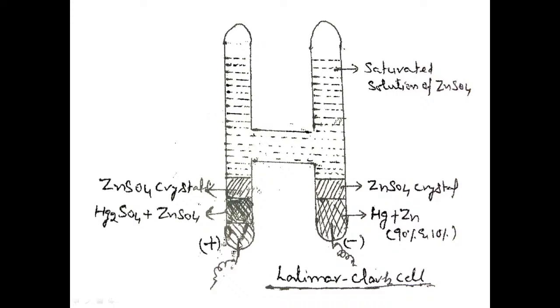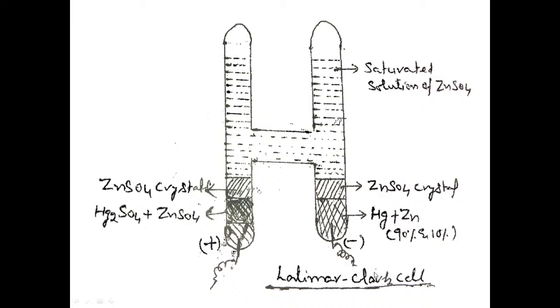Positive electrode is of pure mercury and negative electrode is of zinc amalgam, that is 90% is zinc and 10% is mercury, and here this is mercury plus zinc. Then here we have kept zinc sulfate crystals here and here to maintain the concentration of the solution, that is a saturated solution of zinc sulfate. This is your Latimer Clark cell.